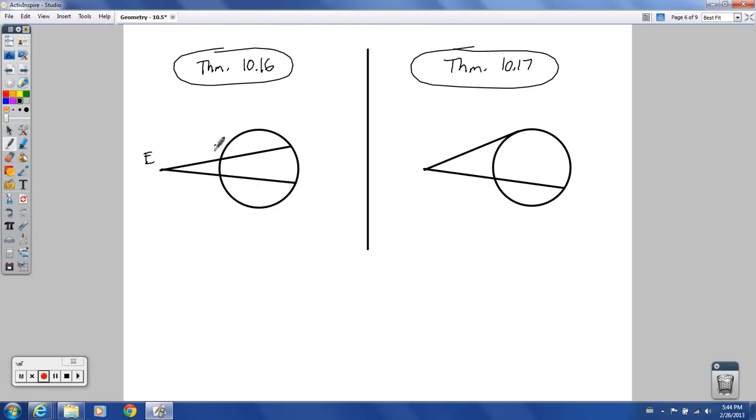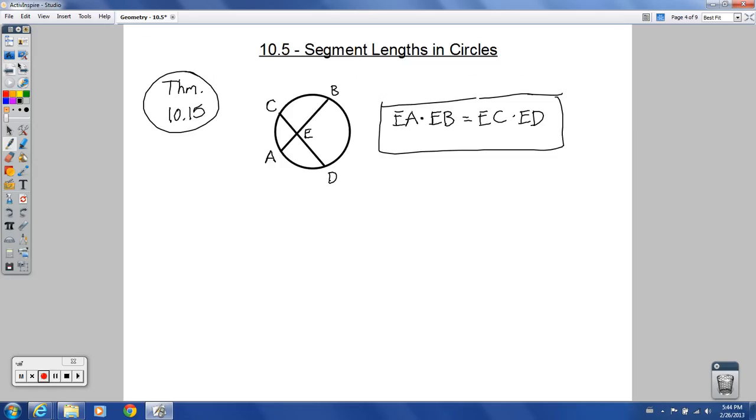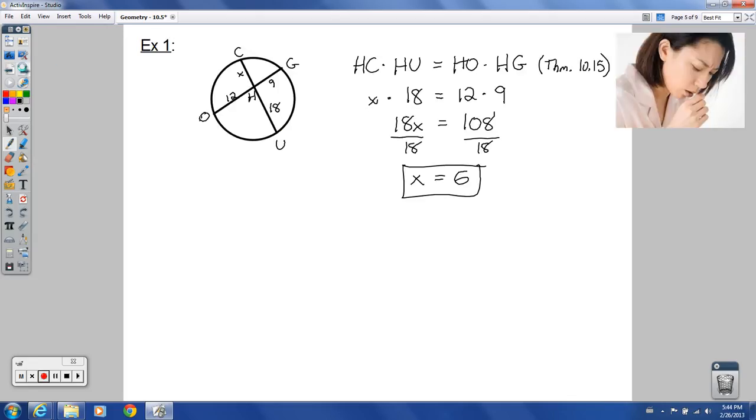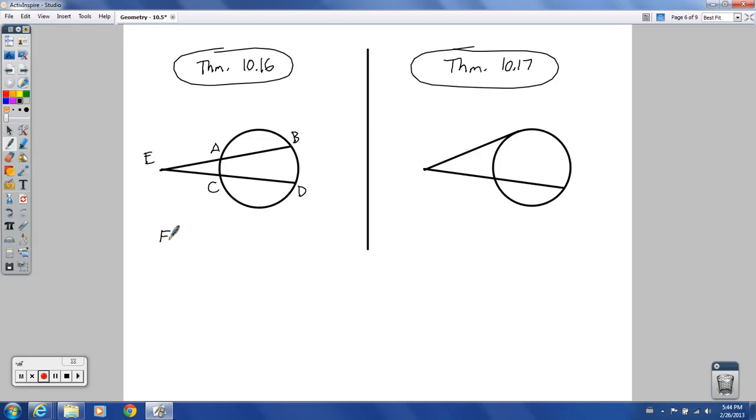So let's call this E, A, B, C, and D. So again, think of that same idea. It's the pieces of the segment multiplied together in one segment equals the pieces of the segment multiplied together in the other one. That applies directly right here. EA times EB, pieces of the segment multiplied together, equals the other one with the pieces multiplied together, EC times ED. That's what that theorem says.